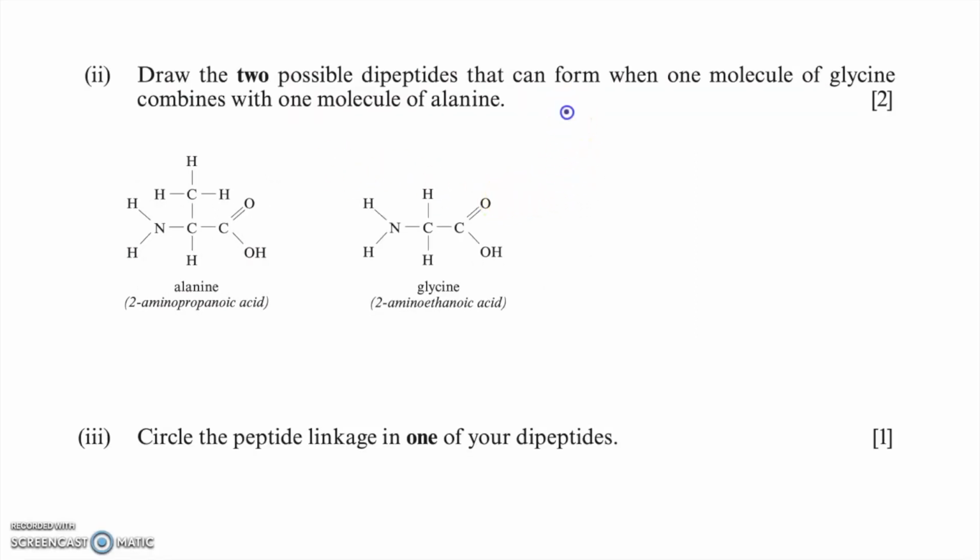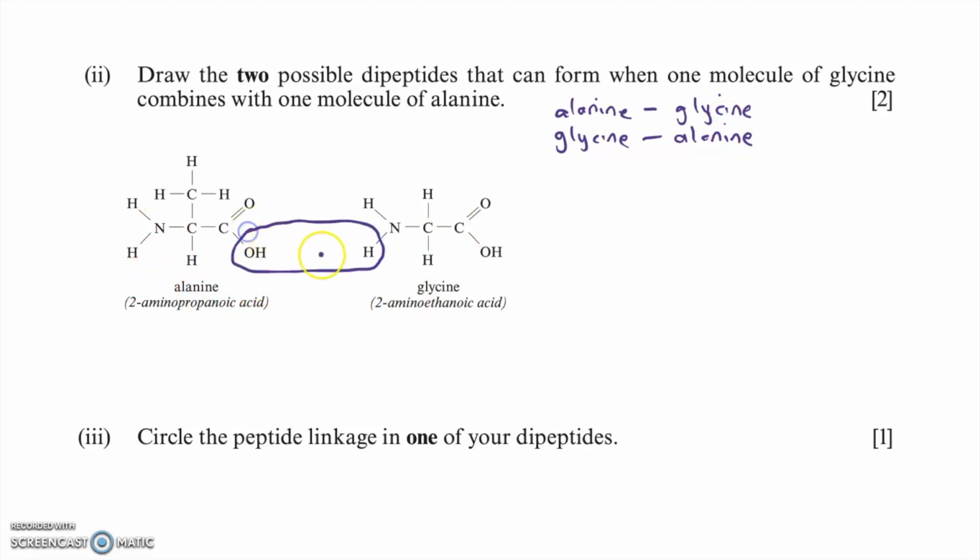So for parts 2 and 3 you have to draw the 2 possible dipeptides that can form when 1 molecule of glycine combines with 1 molecule of alanine, and then you have to circle the peptide linkage in one of your dipeptides. So alanine can be bonded to glycine, with alanine as the first amino acid and glycine as the second when they join together in a dipeptide, and I could also have glycine as my first amino acid and then alanine.